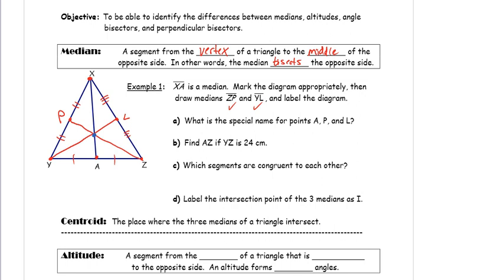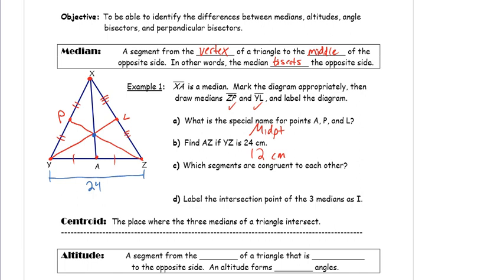Okay. So the special name for those points A, P, and L, something again that we've talked about, if they're cutting the side in half or they're creating a middle point, we would call it the midpoint. So if I wanted to find AZ, if YZ is 24, simple as this, AZ has to be half that because it's been cut in half. So AZ would be 12 centimeters.